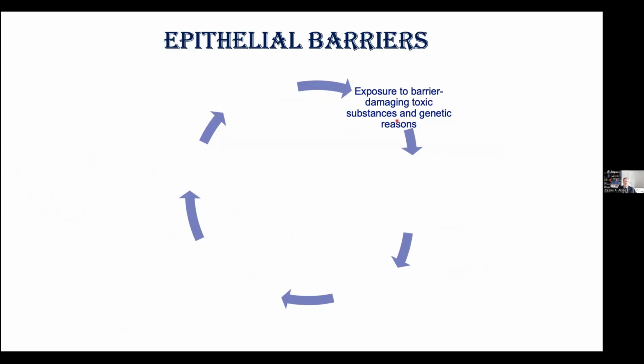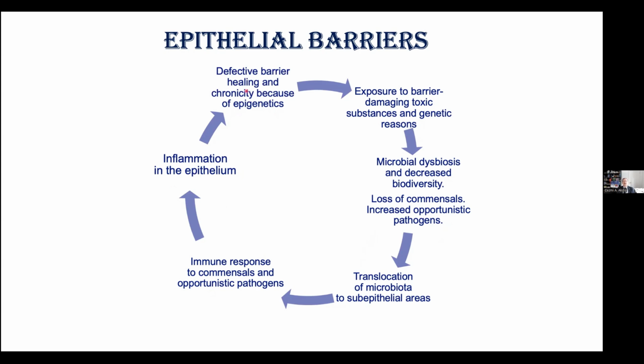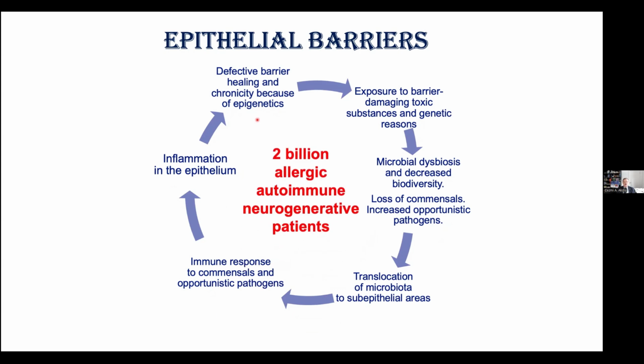Exposure to barrier-damaging toxic substances and genetic reasons. Genetic reasons make 1 to 2% of our patients. The rest is related to exposure to barrier-damaging toxic substances. There is microbial dysbiosis and decreased biodiversity taking place with loss of commensals, increased opportunistic pathogens. At the same time, translocation of microbiota to subepithelial areas and immune response to commensals and opportunistic pathogens is taking place, and inflammation in the epithelium starts, and defective epithelial barrier healing and chronicity because of epigenetic regulation. This ends up with 2 billion allergic, autoimmune, and neurodegenerative patients.